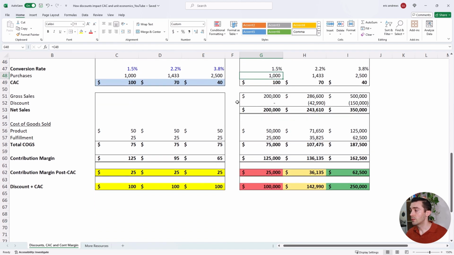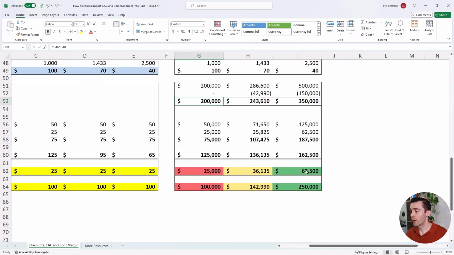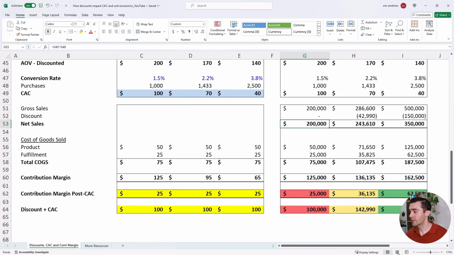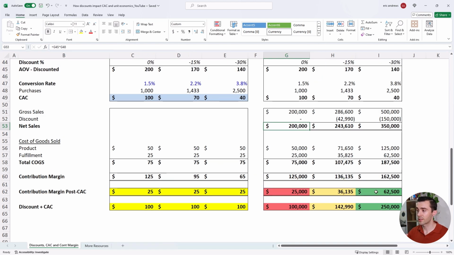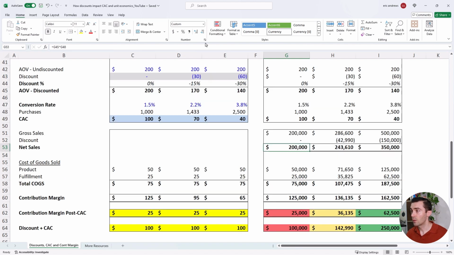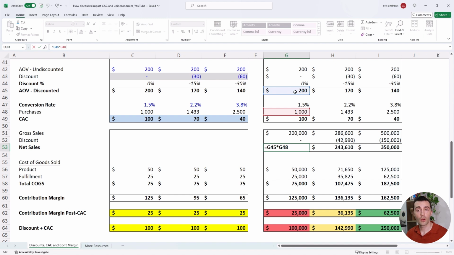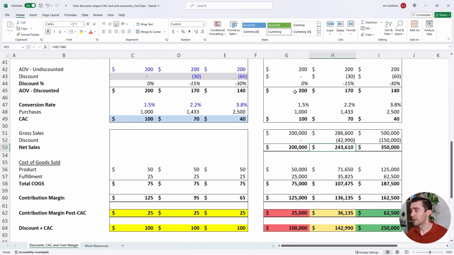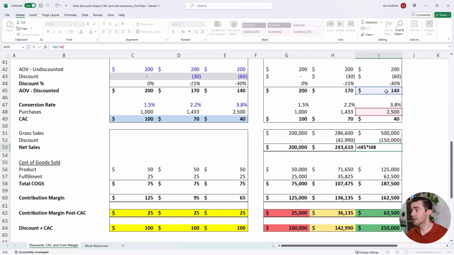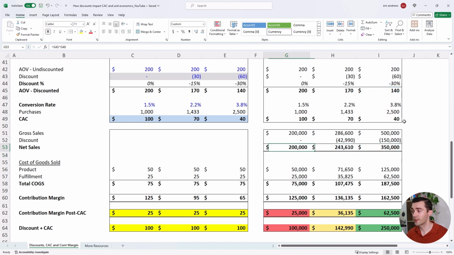So now let's just calculate what would be the revenue and what would be the profit in each of these scenarios, because we actually already have all the data. We have the purchases and we have unit economics. So in scenario A, what we see is that we have 1,000 customers who pay $200 for an average order value. So that's $200,000 in net sales. In scenario B, we have 1,433 customers. They pay $170 each. So that ends up being $243,000 in sales. And in scenario C, despite the lower AOV at $140, you have 2,500 customers. So that's $350,000 in sales.